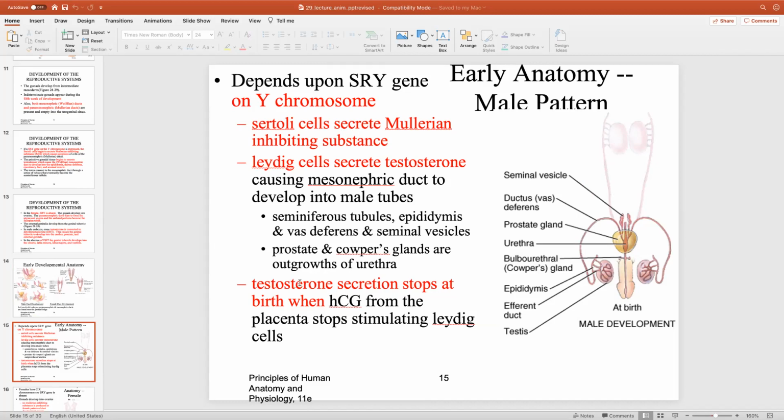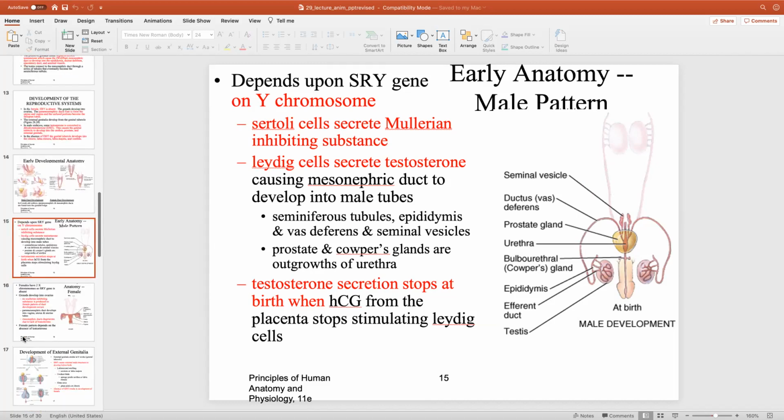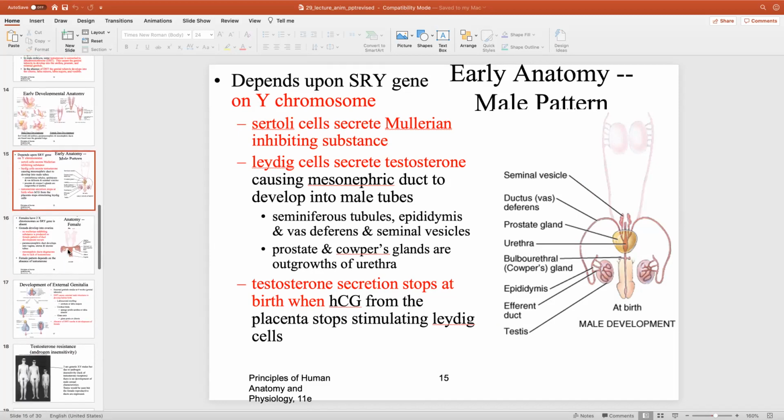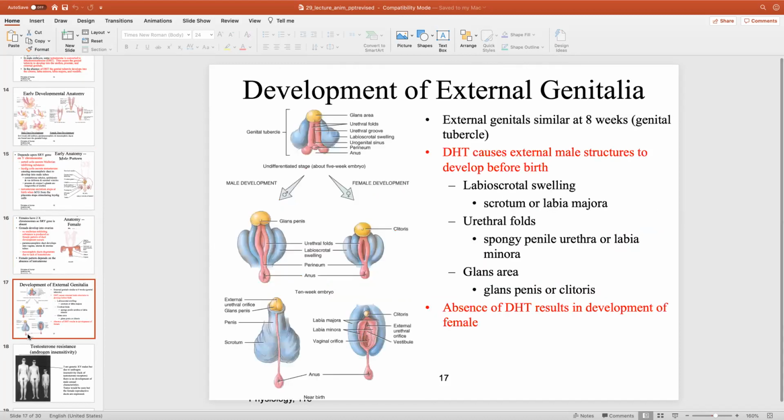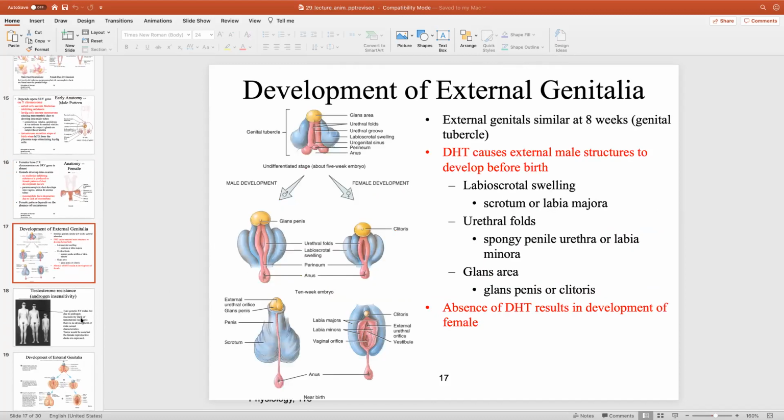Testosterone then stops secretion at birth. All right. So you have the secretion in utero, and then it stops until you hit puberty. Kind of crazy, but there's an off switch. Now, again, kind of review this and the genitalia stuff that we kind of mentioned.